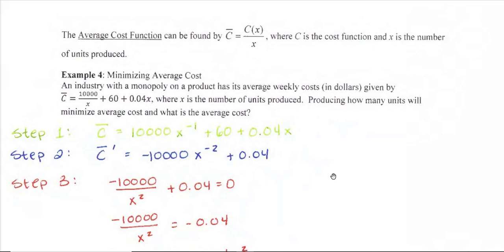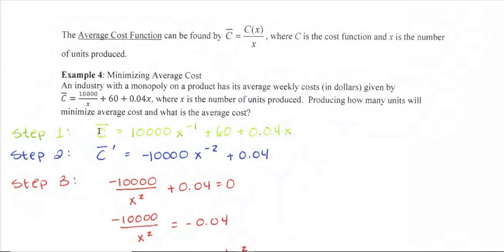So we're talking about the average cost function, which is, again, the total cost function divided by the number of units. An industry with a monopoly on a product has an average weekly cost in dollars given by the average cost function, that's C with a bar, 10,000 over x plus 60 plus 0.04x, where x is the number of units produced. Producing how many units will minimize the average cost, and what is that average cost?